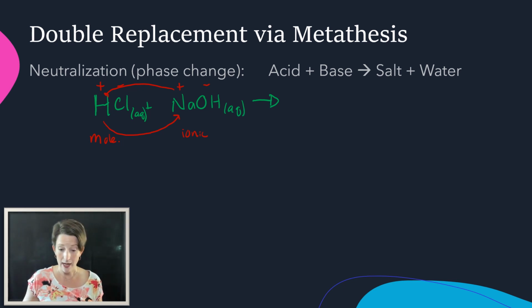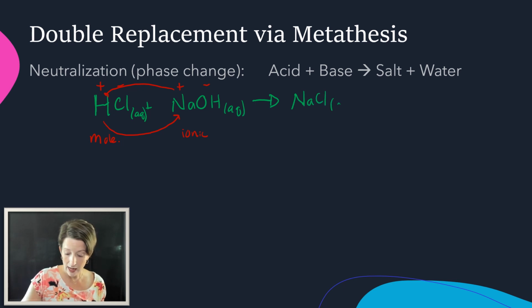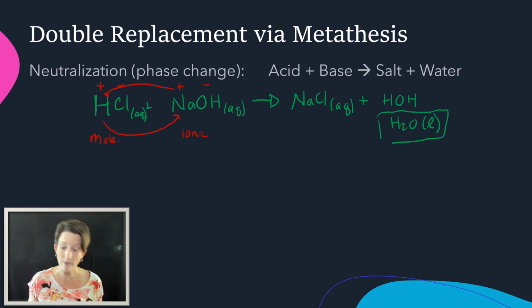On the other side, the way in which these swap, sodium's now going to be with chlorine, and that's going to stay aqueous as it makes sodium chloride, which is a salt. And then hydrogen is going to go with hydroxide, also known as H2O, or water. There is that phase change. We formed a liquid from an aqueous solution.